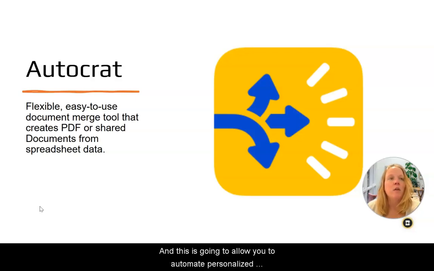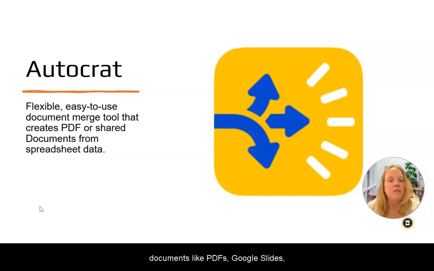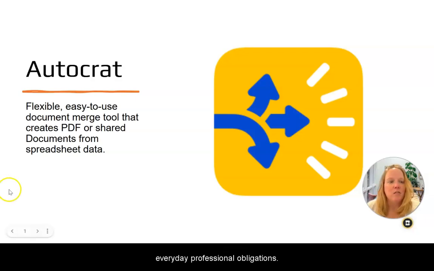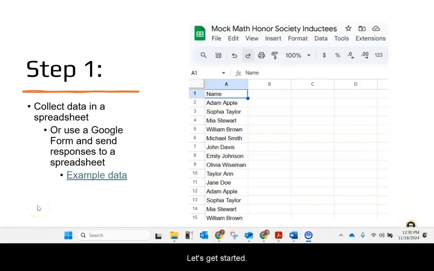Today we're going to be learning about an extension called Autocrat, and this is going to allow you to automate personalized documents using Google Sheets and several other documents like PDFs, Google Slides, or Google Docs. We're also going to discuss some of the practical implications of this and how you could use this in your everyday professional obligations. Let's get started.